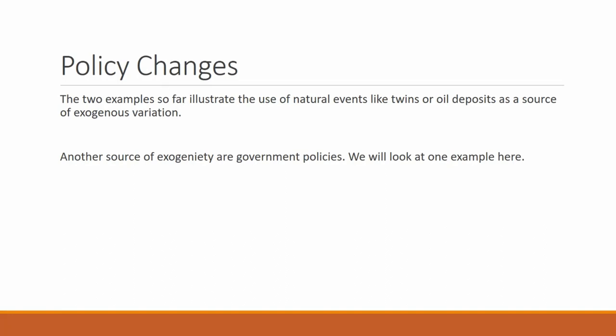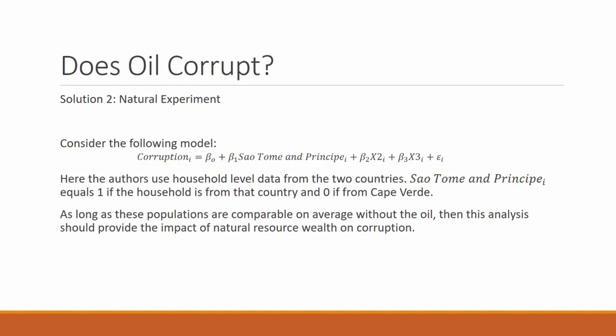Okay, so those are two examples of natural experiments stemming from natural events. The first was the phenomenon of parents having twins. The second is the discovery of oil. Both of these are examples of natural events being sources of at least random or close to random variation in the dependent variable that we're interested in.